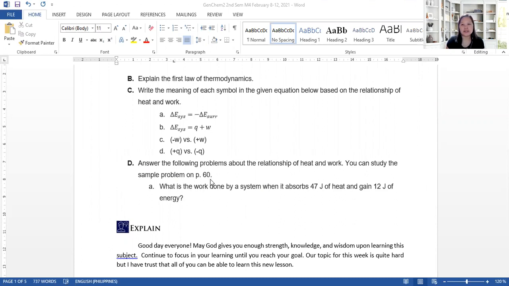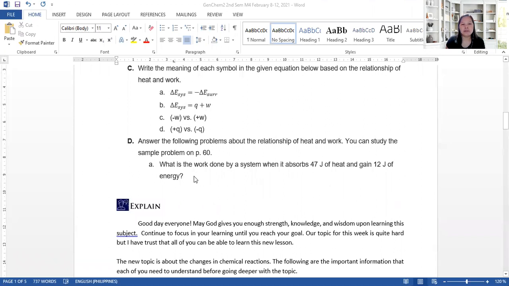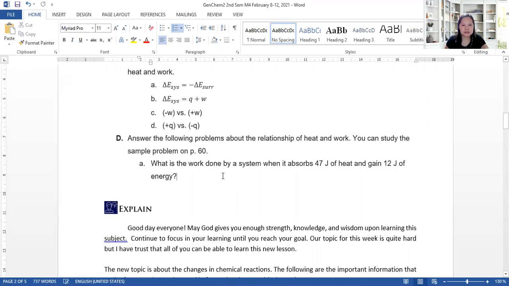All right. Letter D, answer the following problems about the relationship of heat and work. You can study the sample problem on page 60. All right. So letter A, you will have to answer this simple problem about the relationship of heat and work in the changes of the heat in the system. Okay, so what is the work done by a system when it absorbs 47 joules of heat and gains 12 joules of energy? So you can use this formula, the one that I highlighted. You just have to identify if the work is negative or positive, or the heat is negative or positive. But the question here is, what is the work done by a system? So you just have to derive the equation. Okay, so you can refer to the sample problem on page 60 for additional information for this one.